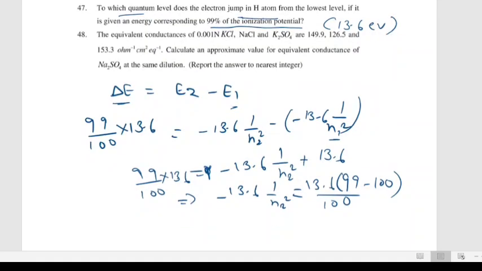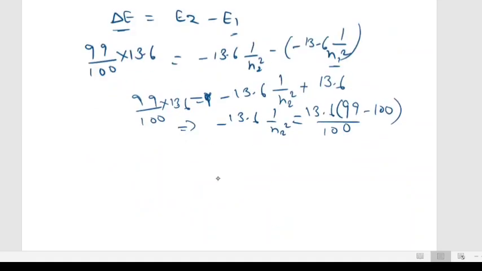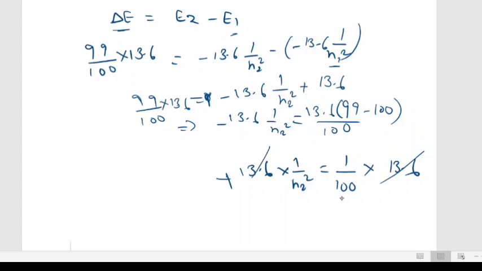So what is the net equation here? Minus 13.6 into 1 by n2 square is equal to 1 by 100 into, sorry, it's plus 13.6. So 13.6, 13.6 gets cancelled and n2 you will get as 10, right? So to the 10th energy level, the electron jumps. Let's move to the next one.